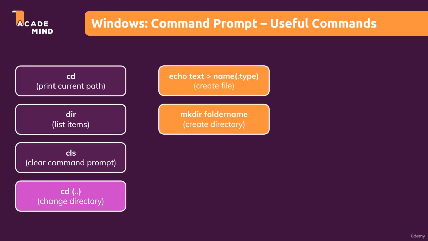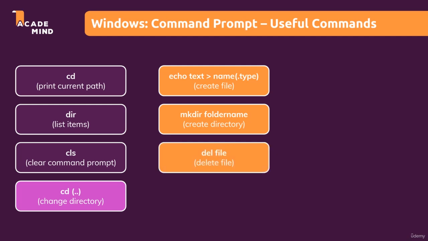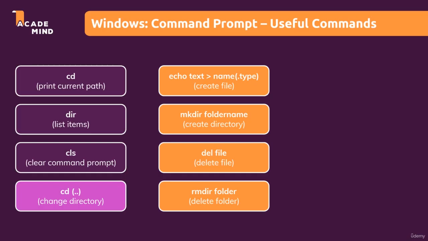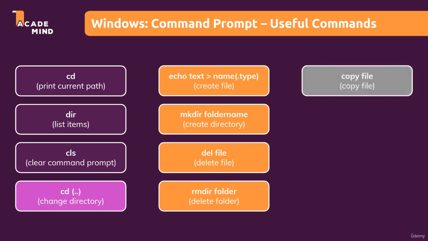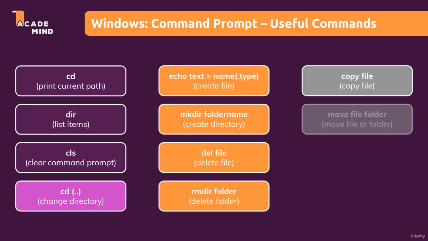We also learned how to create new folders with make directory and the corresponding folder name. Besides creating, we also learned how we can delete files. So deleting a file works with del and the file name, including the file type. For the folder, we have a different command. Here it's remove directory, rmdir, so kind of corresponding to the make directory command to create the folder. And we had a look at how to copy files and how to move files or folders.